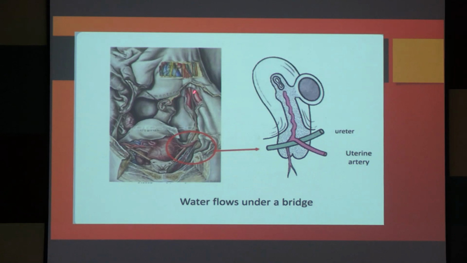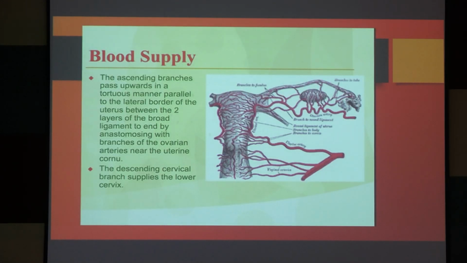So that has to be saved, and always we try to pass the instrument so that the ligature passes from lateral to medial. If you try to go from medial to lateral, the vein will be injured. But if you go from lateral to medial side, the vein will be saved. So that is the area where, after opening the peritoneum, you can tie the anterior division of the internal iliac artery.